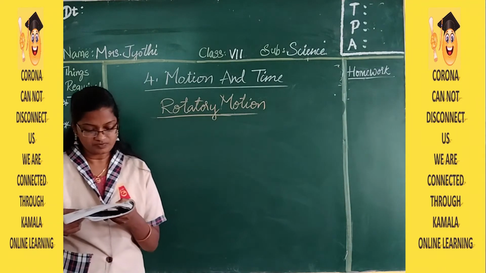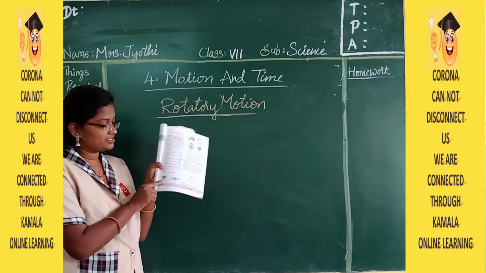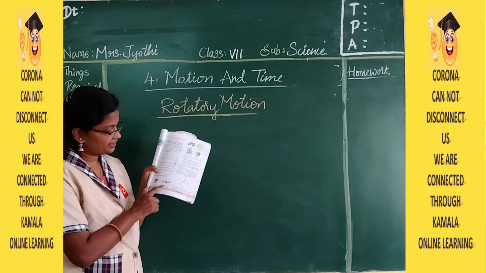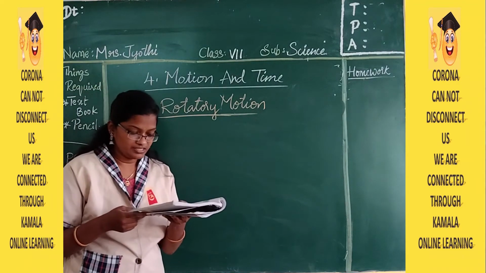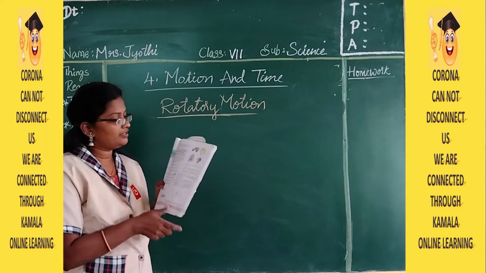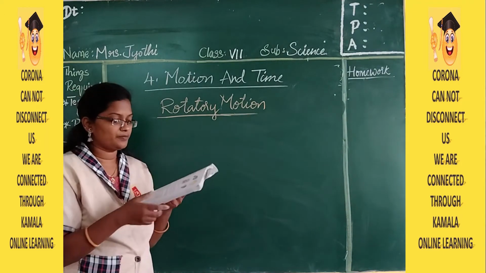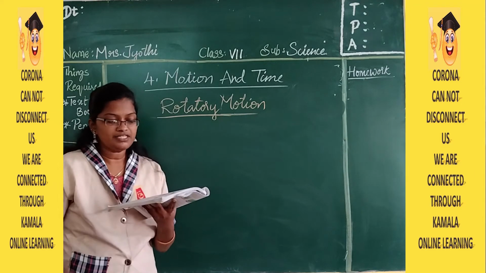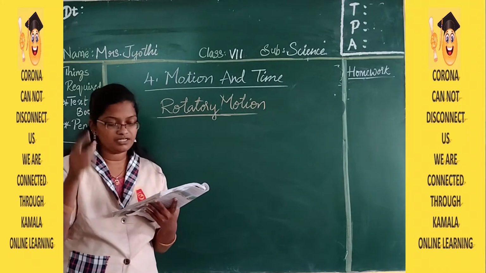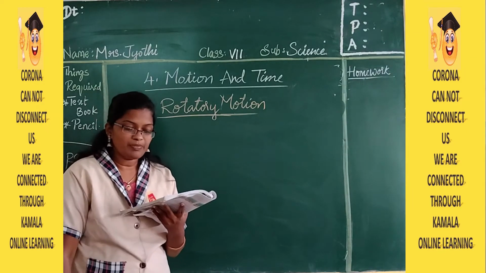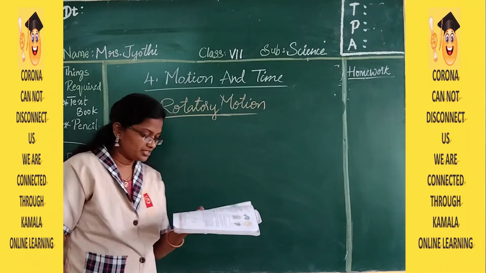Rotatory motion. Observe the following diagrams. So here you can see a spin top and here you can see a ceiling fan. So figure number 16 and figure number 17. Then here a car, a giant wheel, a clock and a globe. So what similarities do you find in all these motions? They rotate in a circular path. So what is the path of motion of each particle of the body that rotates?